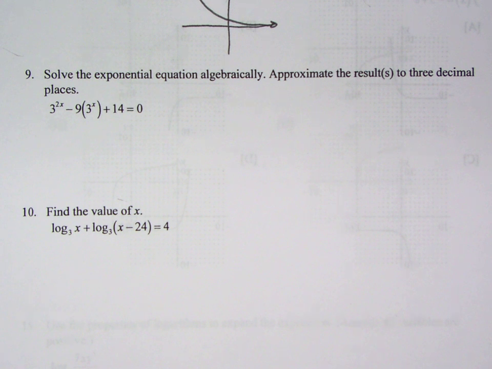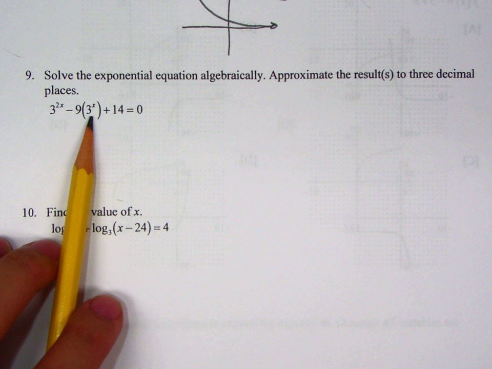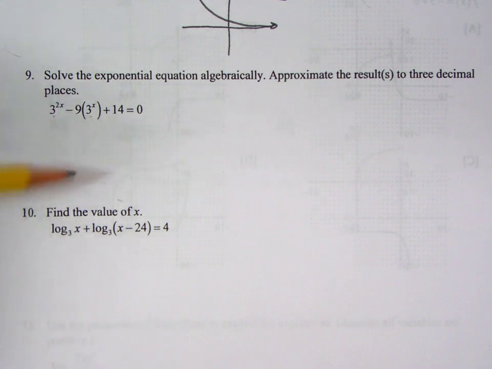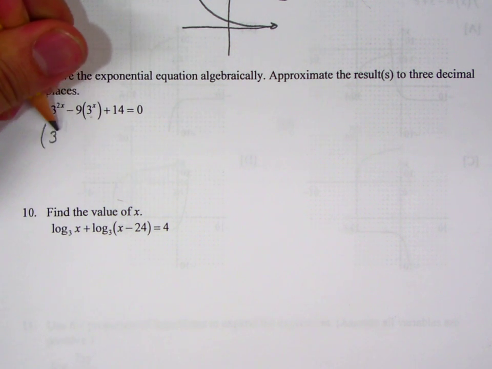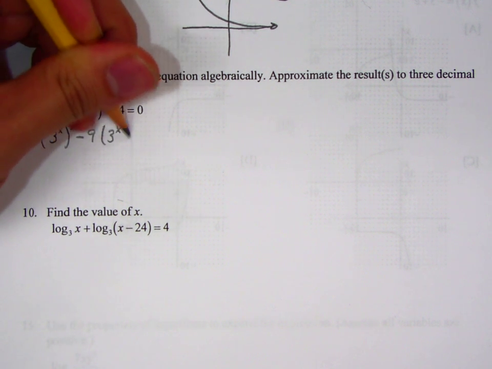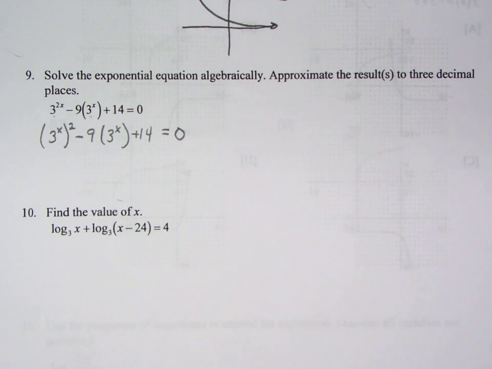Okay, the first thing that we need to notice here is that they're trying to help you out. They're trying to say, okay, this is 3 to the x power, and this one is 3 to the x power quantity squared. I'm going to rewrite this a little bit. So again, it's that thing quantity squared, and then minus 9 times 3 to the x power plus 14 equals 0.